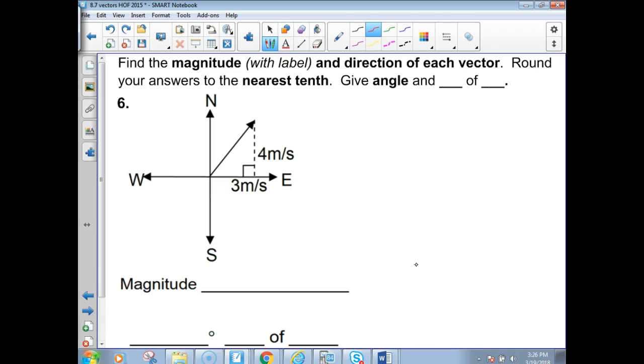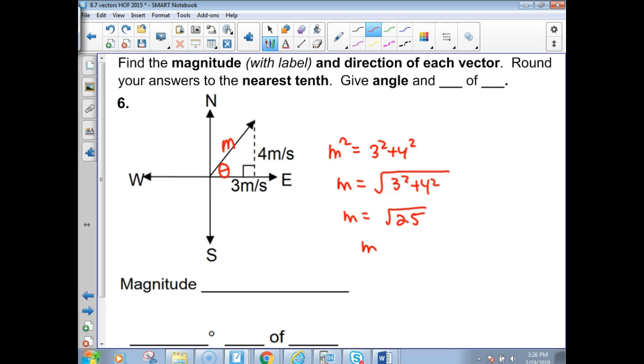Okay, the next one on number 6, I know you had to flip your page. We're going to have to give an angle, and we're going to be finding this angle, and we're going to be finding the magnitude, m. So you could use your Pythagorean theorem. You could say m squared equals 3 squared plus 4 squared, or you could just say m is the square root of 3 squared plus 4 squared. I don't care which way you start it, as long as you get the square root of 25, which is 5. So the magnitude is 5 meters per second. That's what the m/s stands for.